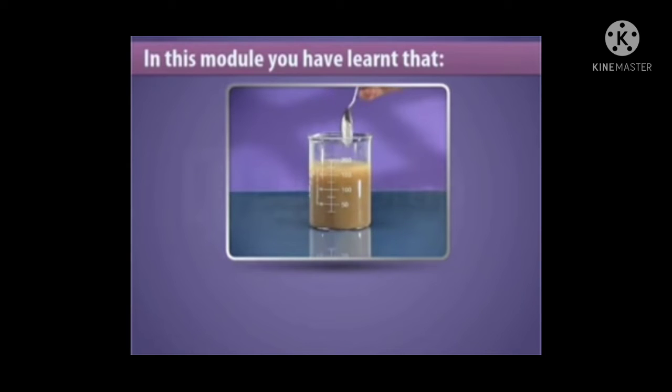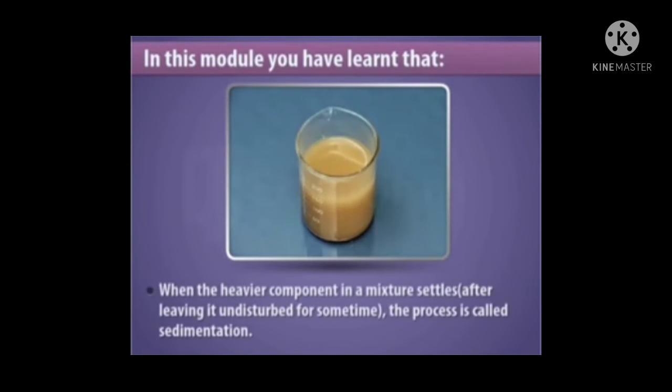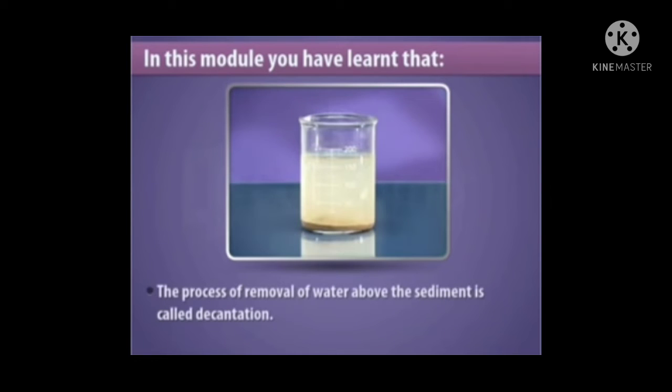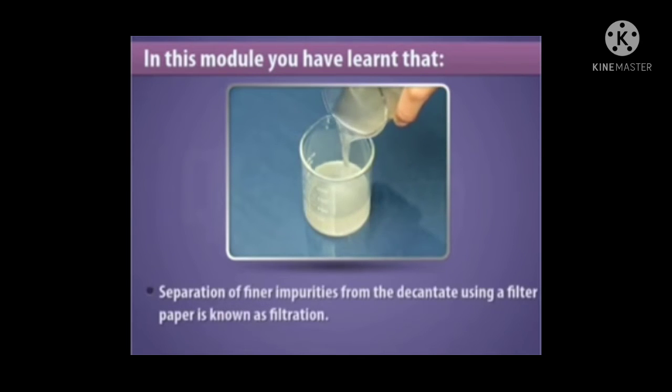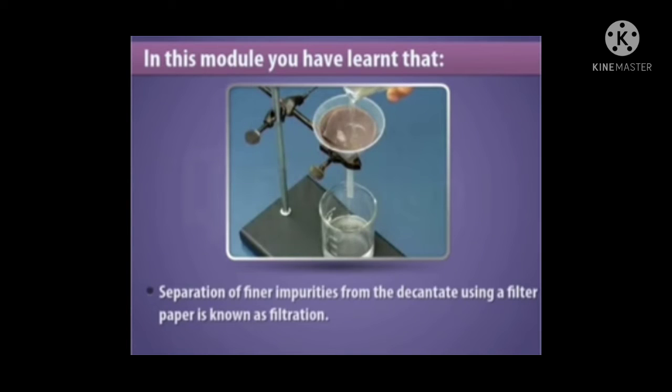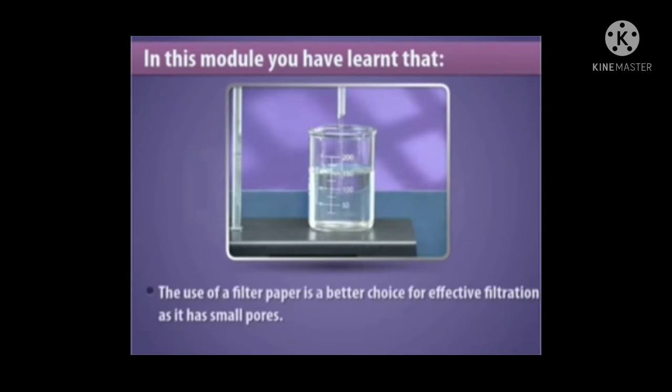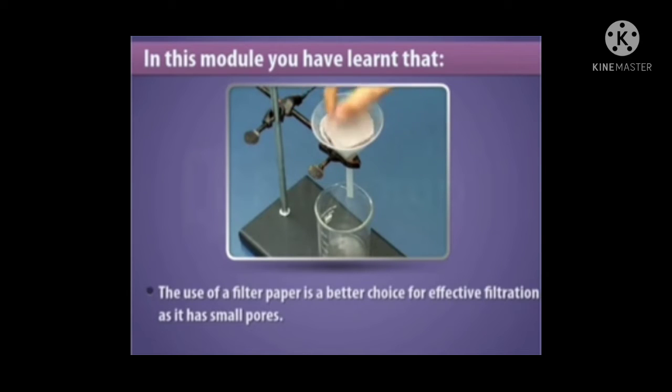From this activity, we learned that when the heavier component in a mixture settles, the process is called sedimentation. The process of removal of water above the sediment is called decantation. Separation of fine impurities from the decantate using a filter paper is known as filtration. The use of filter paper is a better choice for effective filtration as it has small pores.